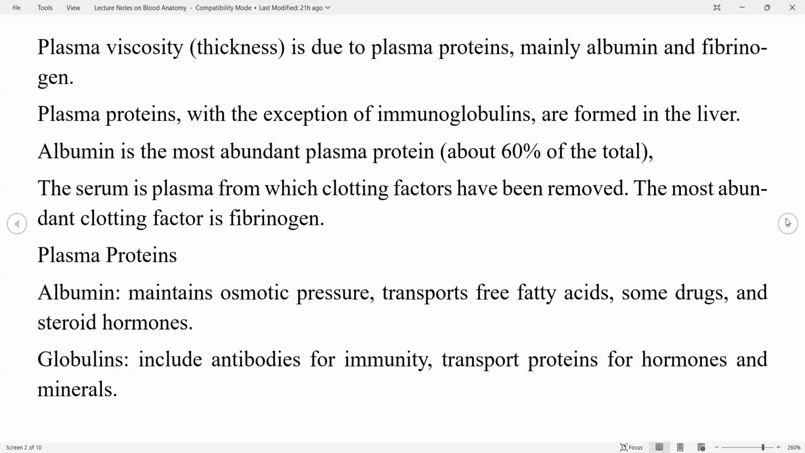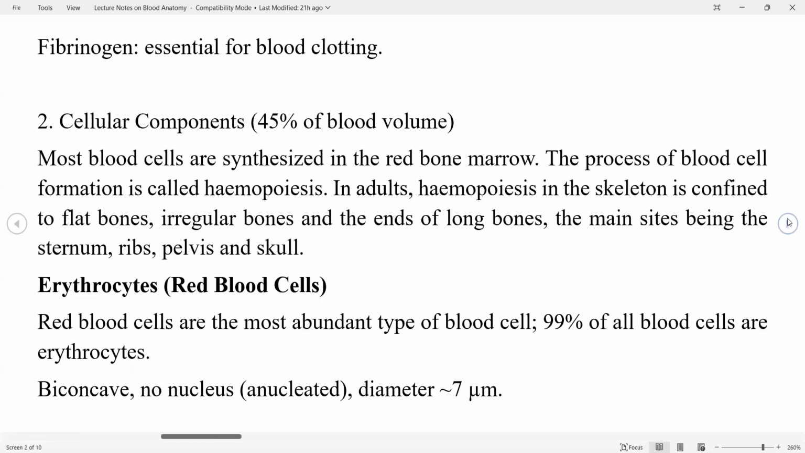The albumin. Albumin maintains the osmotic pressure of the blood plasma, and it transports some other things like fatty acids, drugs, and all. While globulins include antibodies for immunity. So globulins have immune function. It also transports hormones and minerals. Fibrinogen is essential for blood clotting.